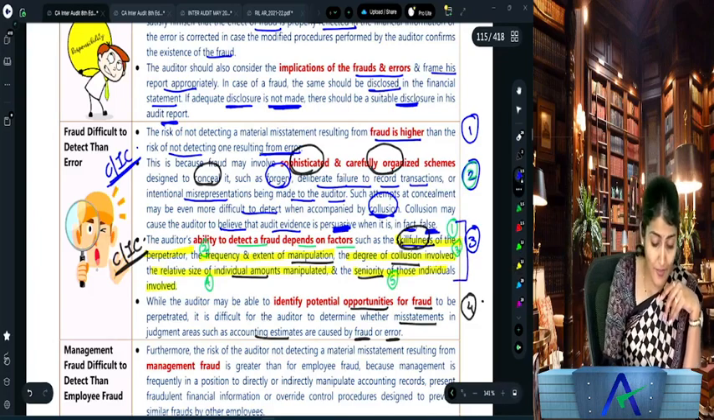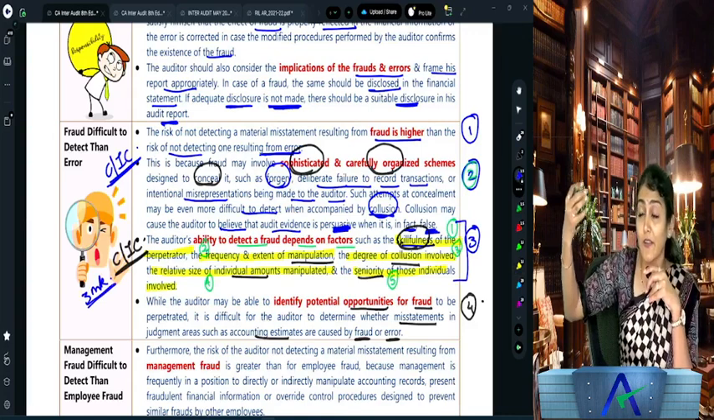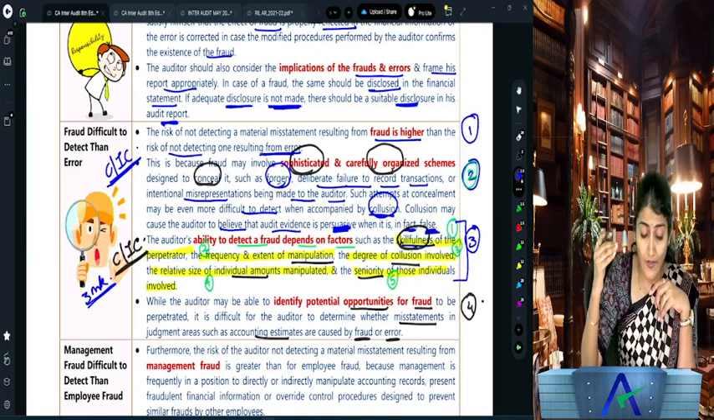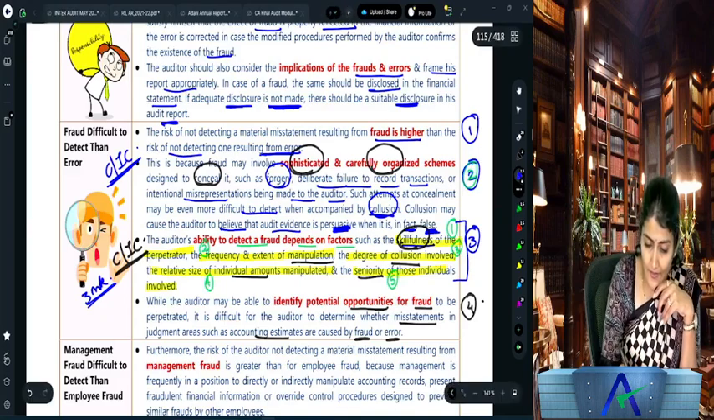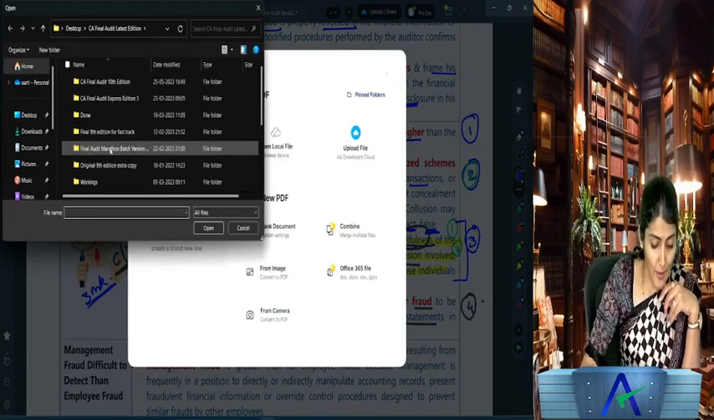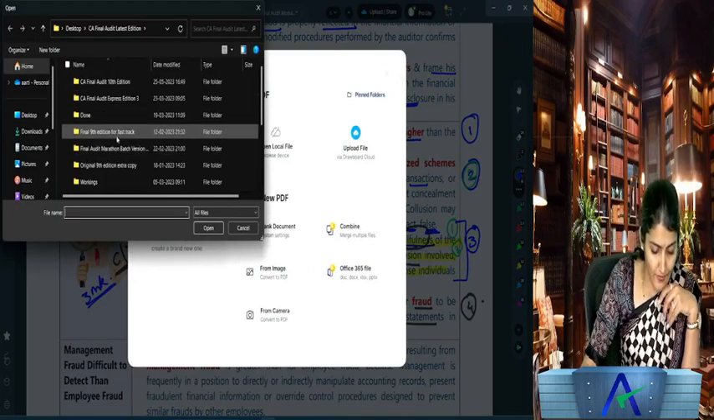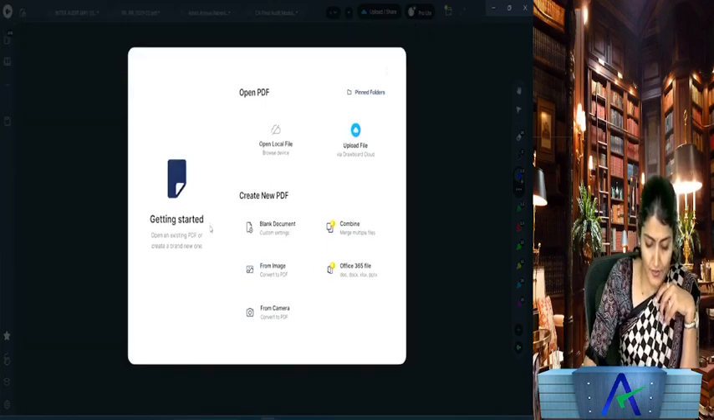Is it possible that this itself might come as a 3-mark question in the exam? That is, which are the factors which affect the auditor's ability to detect a fraud. So these are the 5 points which you need to write in your answer. These are the points regarding the auditor's ability to detect the fraud.